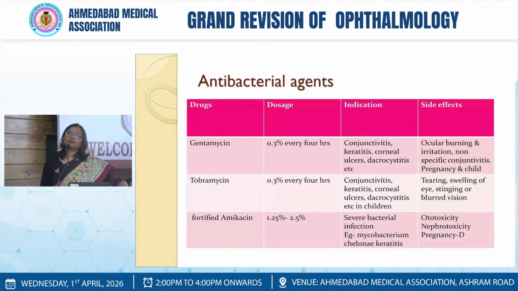Depending on the intensity of the infection, the dosage can be 1 hourly, 2 hourly, 4 times a day, or even twice a day. Usually the side effect of gentamicin, as with the majority of antibiotics, is burning and irritation of the eyes, and gentamicin is contraindicated in pregnant females and children. Tobramycin can be safely used in the pediatric age group.